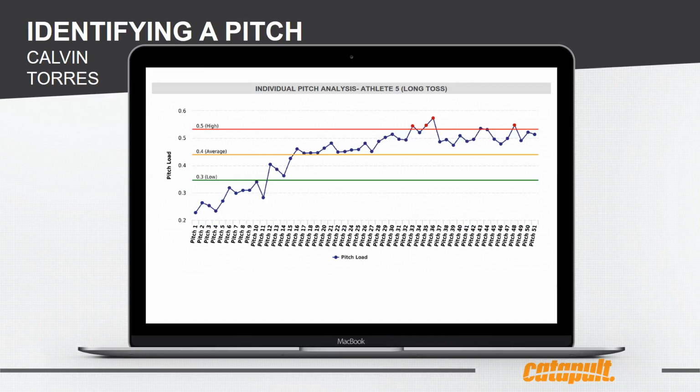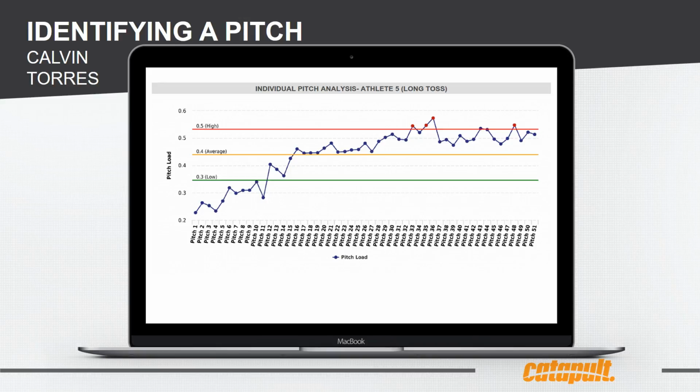So this is the output of it, right? The graph on the previous slide isn't going to tell us a lot in terms of feeding information back to a coach. So we're able to quantify by pitch what each pitch load looks like, and you start to see a natural transition of warm-up into full strength. And they could be pitching in a game or pitching in a practice. In this scenario, they're just pitching in a practice, just doing a little bit of long toss.